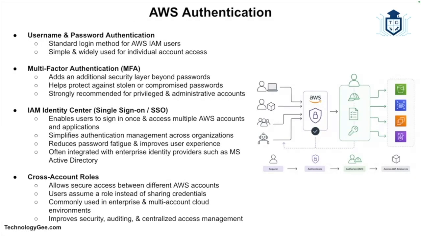All right, so moving on, let's talk about authentication in AWS, and this is where users prove who they are. So AWS supports several authentication methods. Obviously, we have the username and password, and this is your basic login for identity and access management. You got multi-factor authentication, where this adds an extra layer like a phone or a token. You got the IAM Identity Center, and this is used for SSO or single sign-on. And this basically allows you to log in once and access multiple AWS accounts. Then you have what are called cross-account roles, where this allows users from one account to access another securely.